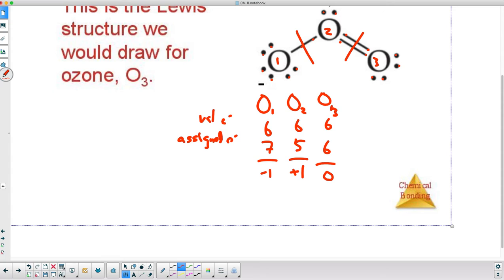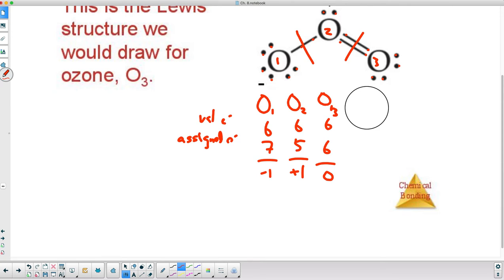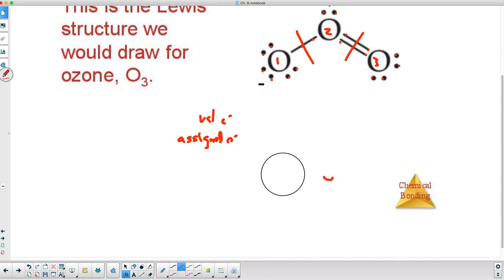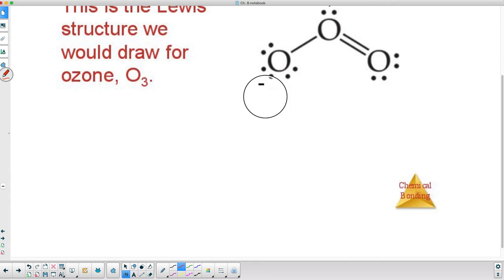But notice what happens. I'm going to erase the formal charge. I just wanted to show you what it's like to do a formal charge on another example. So I erased that to show you that the formal charge shows us that this is probably the most stable structure we can come up with.